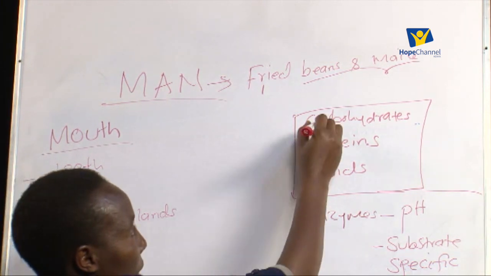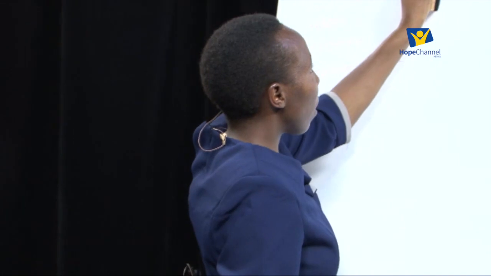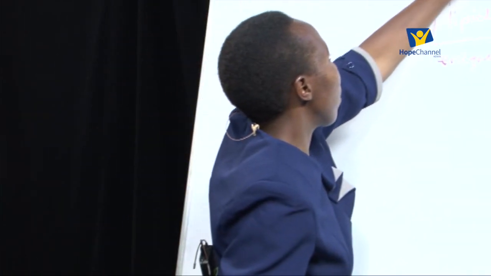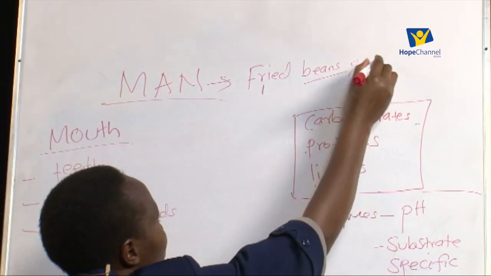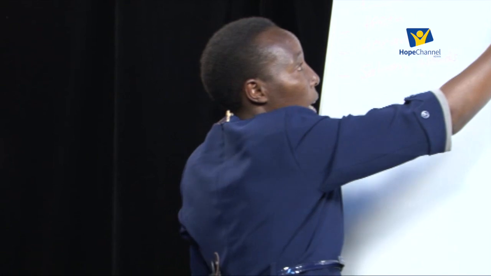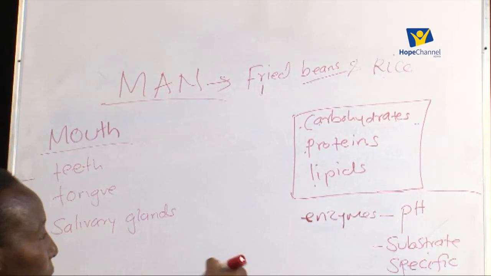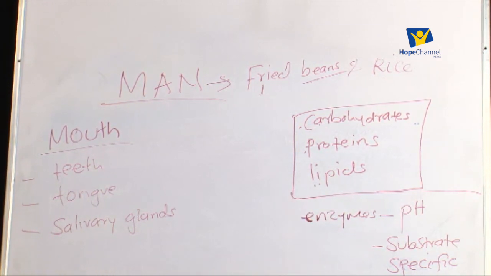We talk about the carbohydrates, that is the maize. Or you can take another example. Someone takes food that is fried beans and rice. Still, it's a complete meal. Why? I have carbohydrates as the rice, proteins, we have the beans, and the fried means we are using some oil to fry the food. So that is the lipids. So someone has taken this food.